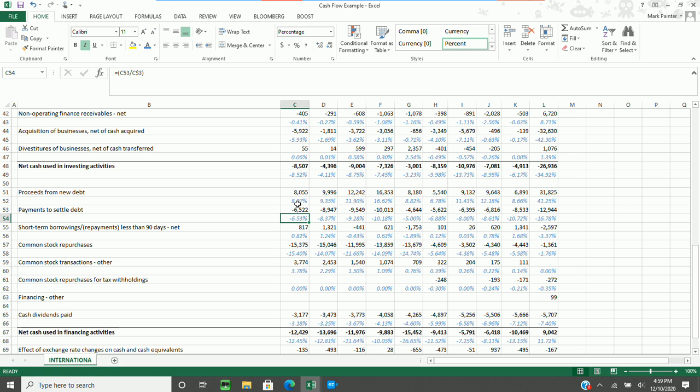Here, payments to settle debt. This is, a company is always going to have debt mature. So if you're paying off debt, then that's cash that's coming out. So you can see there's actually, if you net out the two, it's how much debt did they actually raise for the year. So it's something to look at. These are just short-term borrowings. Usually that's pretty small. This part here is common stock repurchases.